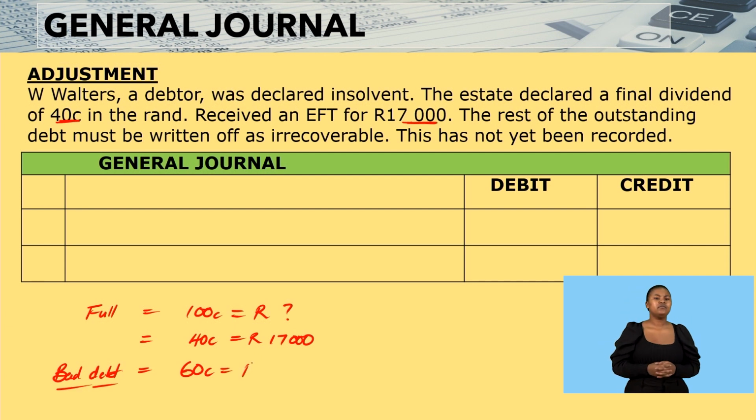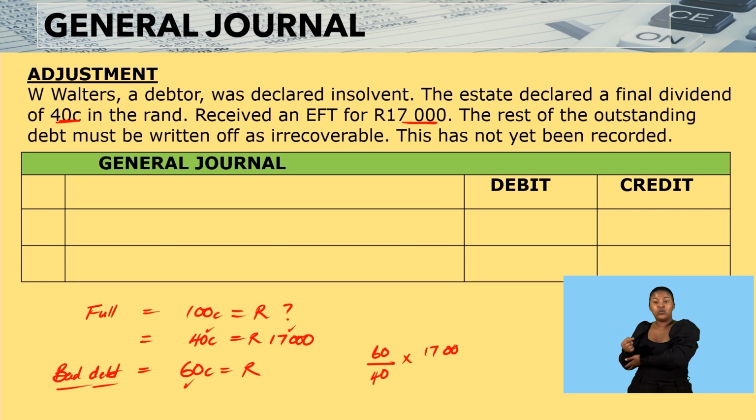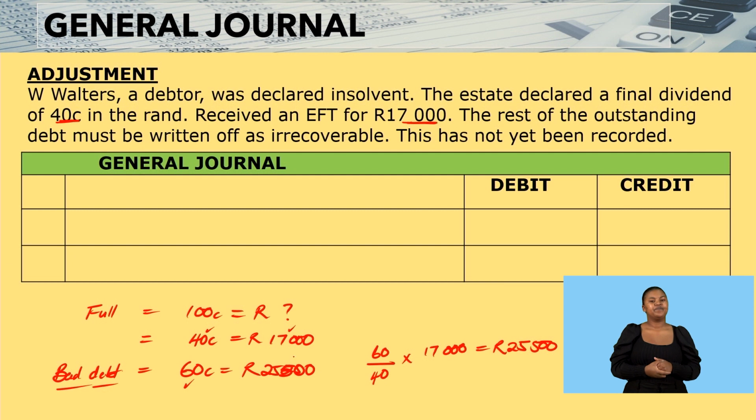And for us to get that, we need to say, what I want is the 60 cents. And what I have, you must have two values, 1 and 2. What I have is 40 multiplied by 17,000. This would then give me 25,500. Therefore, here I have 25.5. That becomes my bad debt.